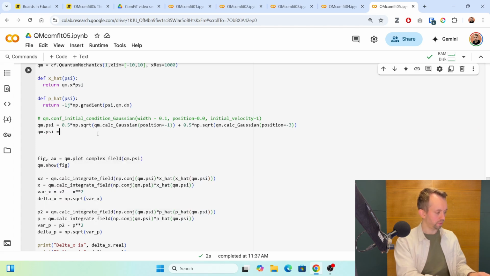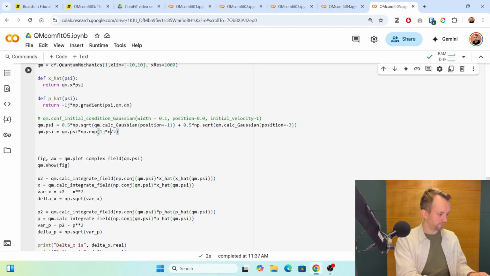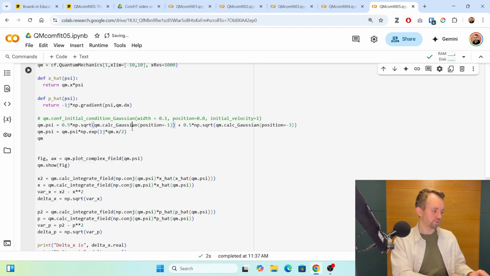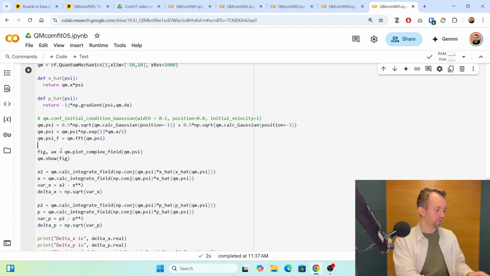So qm.psi is equal to qm.psi times, and then I'm just going to add this complex phase, just to add a velocity of 0.5, like this. And this is just a fact: if you want to evolve things later on, you can't just set the initial condition like this. You also need to specify the Fourier transform of this thing, but that's for the next video. So I'm just going to write it like this for now, and I'm going to cover it more in the next video.